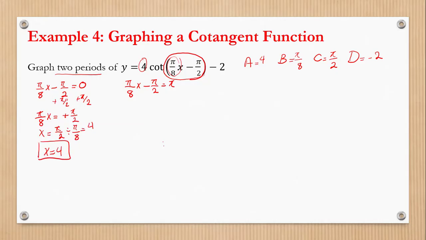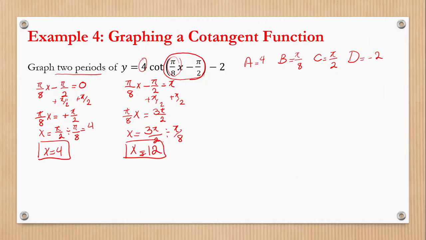We do the same for the other one. We add pi over 2 first to both sides. And we get pi over 8x, which is equal to 1 pi plus pi over 2, which is 3 pi over 2. Then we need to divide both sides by pi over 8. And if you divide 3 pi over 2 by pi over 8, don't forget to do the keep flip change, we get x equals 12. These are my 2 asymptotes.